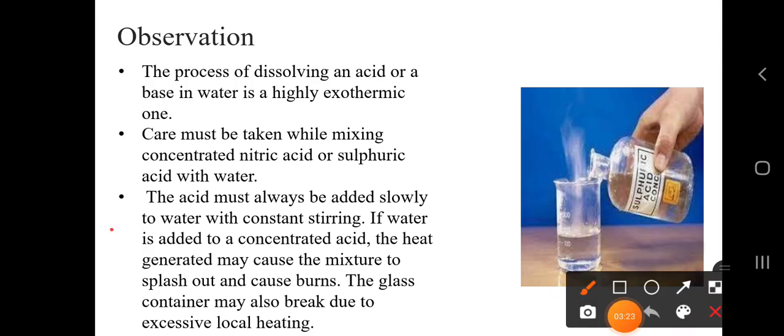The acid must always be added slowly to water with constant stirring. Dear students, always keep in your mind, always add acid to water, not water to acid. Adding water to acid is the wrong method. So you have to add with constant stirring. By continuously stirring you can avoid the release of energy.